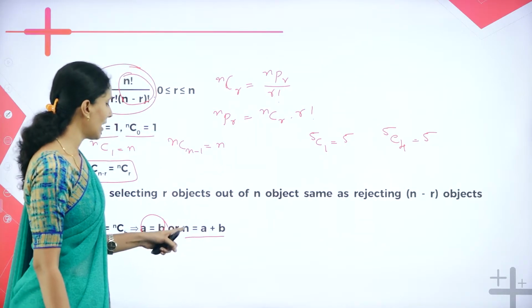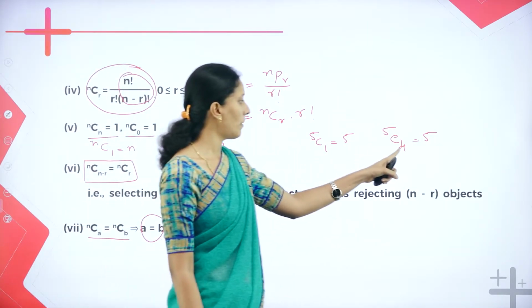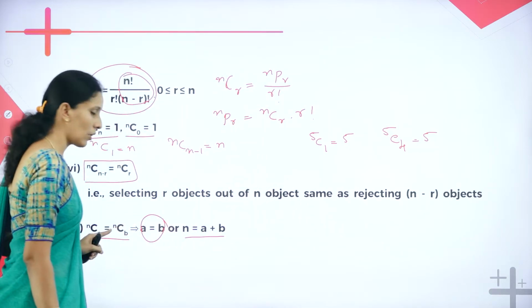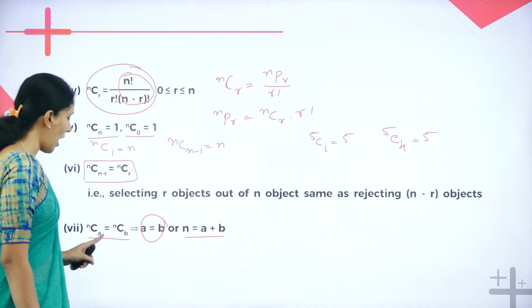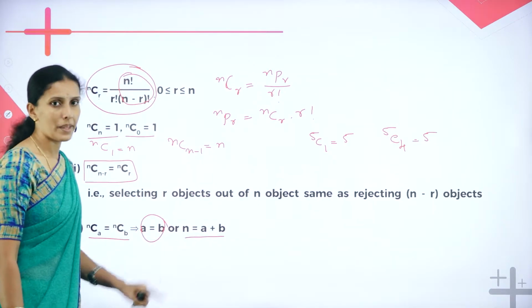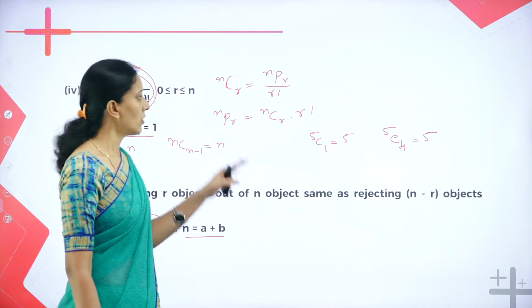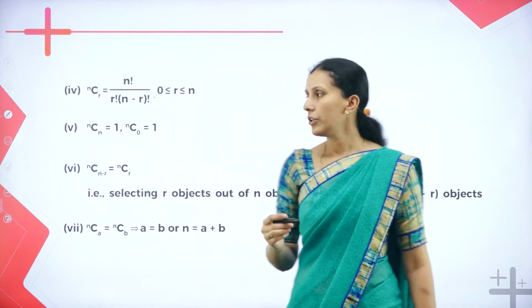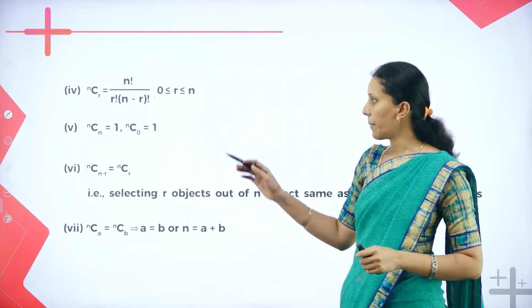So what is n then? It is a plus b. So what is 1 plus 4? It is 5. So if two combinations are equal, either the r term is the same or the sum of the two terms will be equal to the value of n. So you can take this as an example also. Now based on these results, we can take a few examples.